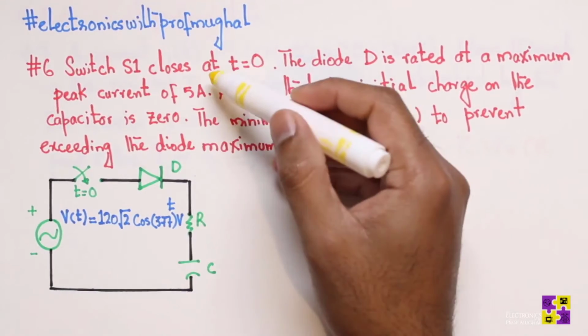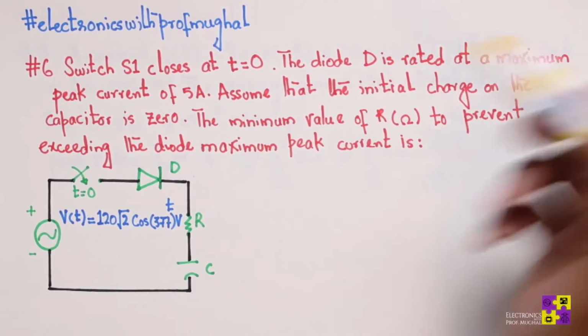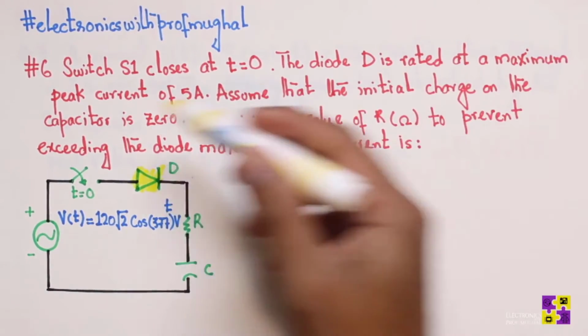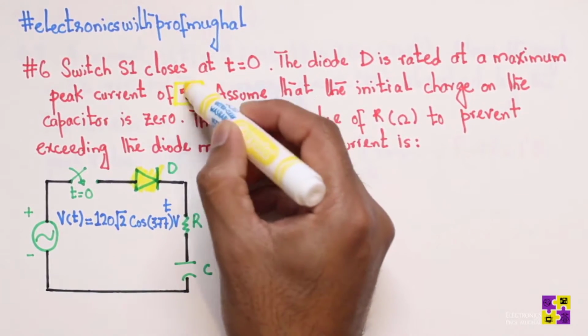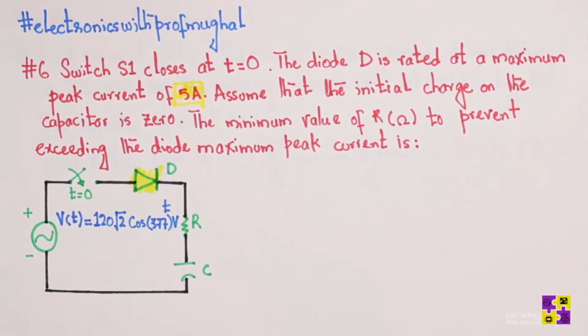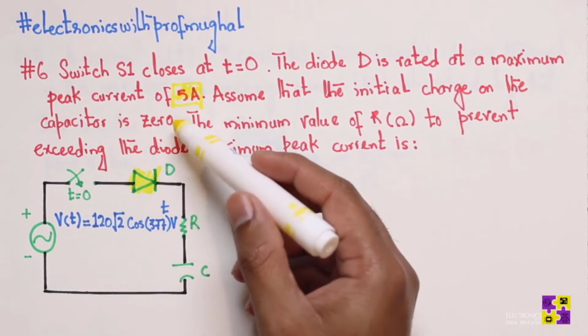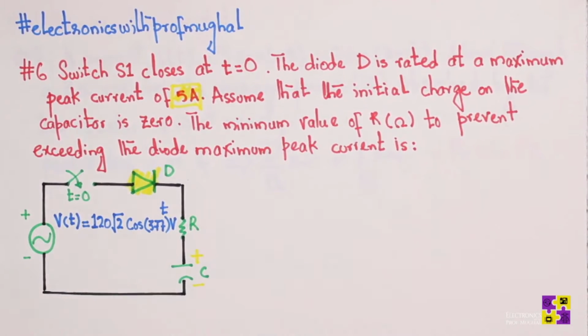Switch S1 closes at t equals 0. The diode right here is rated at a maximum peak current of 5 amps. Okay, interesting. 5 amps, that's the maximum peak current here. Assume that the initial charge on the capacitor is 0. So initially the charge is going to be 0 here.